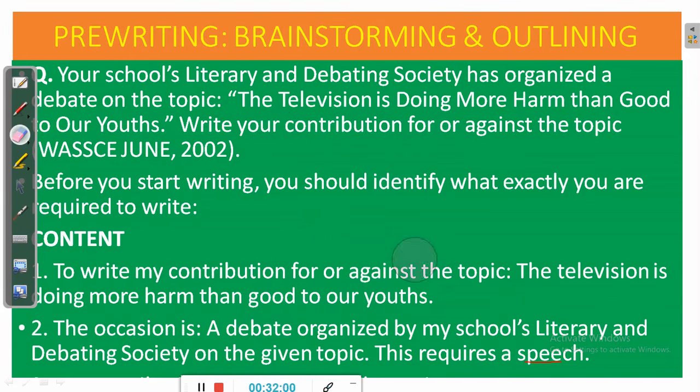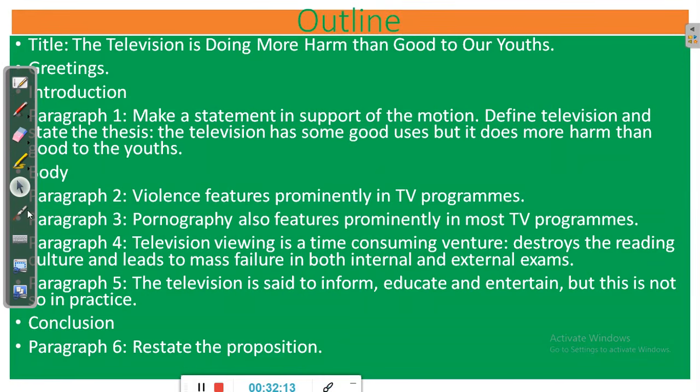So having looked at the content and having taken the preliminary decisions, let's now move forward to our outlining. We are through with our brainstorming, and then we get to the stage of outlining. Now, this is our outline. Our outline should be in line with the structure of the writing we want to do. We want to write a speech, and the speech begins with a title. And so we have written down the topic. We don't want to alter the topic. We want to make this the topic. This is the proposition, and it is our topic. The television is doing more harm than good to our youths.